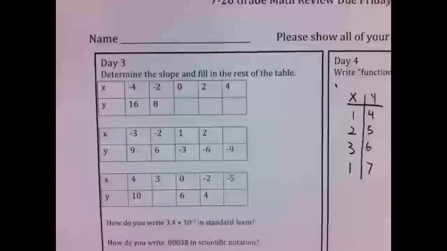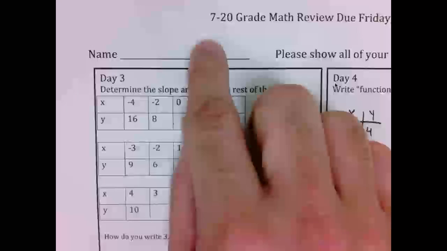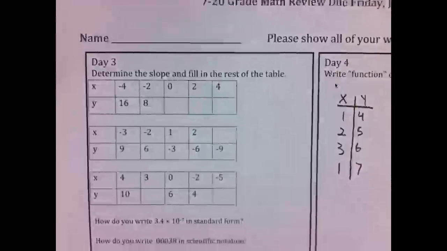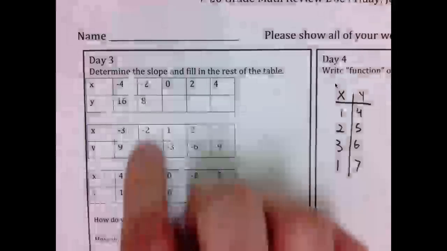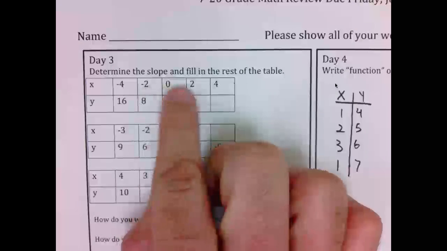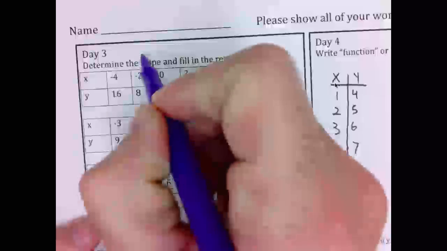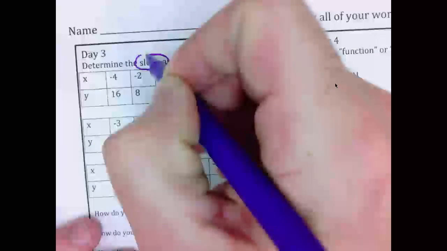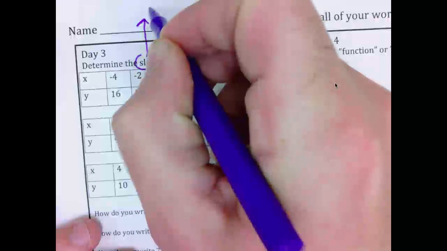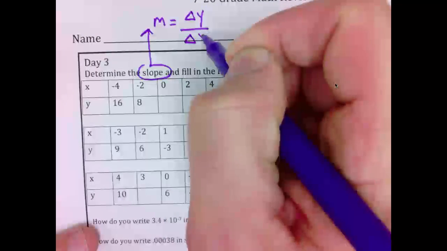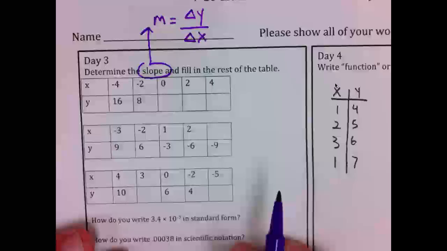Right, we will be looking at our 7th grade math review, week 20, days 3 and 4. For these first three problems, it says determine the slope and fill in the rest of the table. Well, hopefully you remember that slope is, we use the letter M to designate slope. It is change in y divided by change in x. So we just need to look at a couple of those changes.